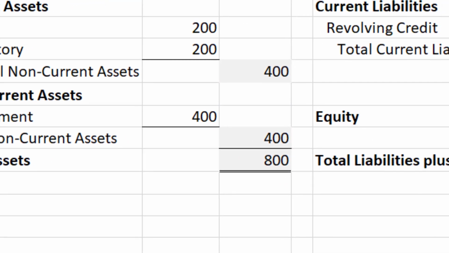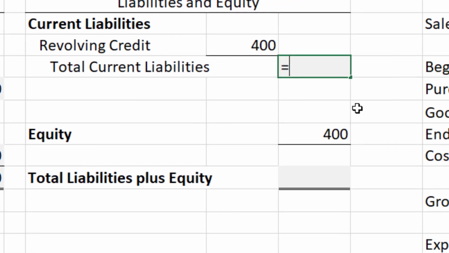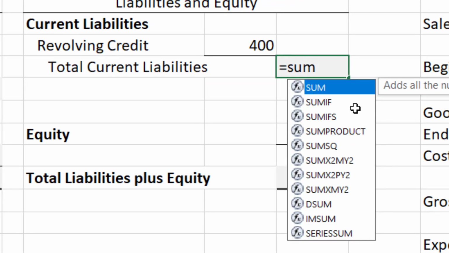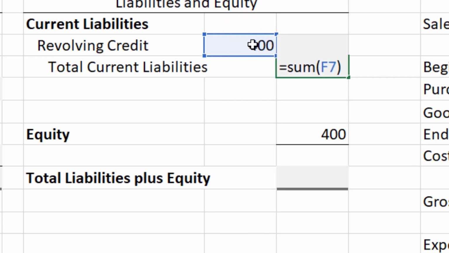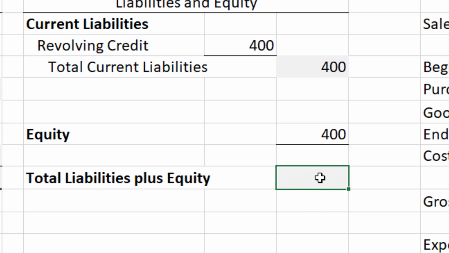I'm going to do the exact same thing with my current liabilities. We have revolving credit, like this person's got a credit card. So it's just a real small business and they're using a credit card to run the business. Equals sum F7, close the parentheses, hit enter, we're off and running. We also need to total up the liability and the equity. The equity came from some other document, right? We have another document with the equity on it.